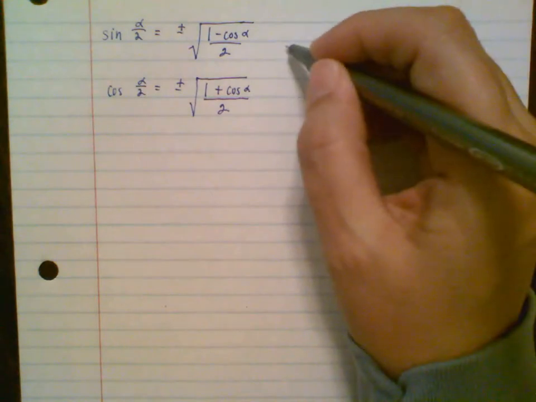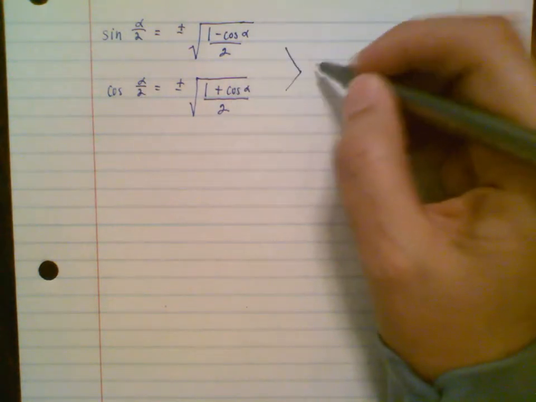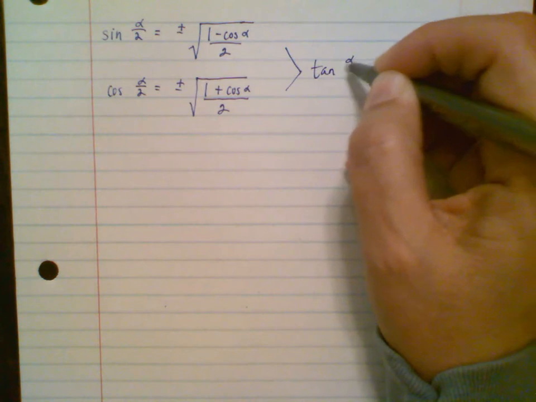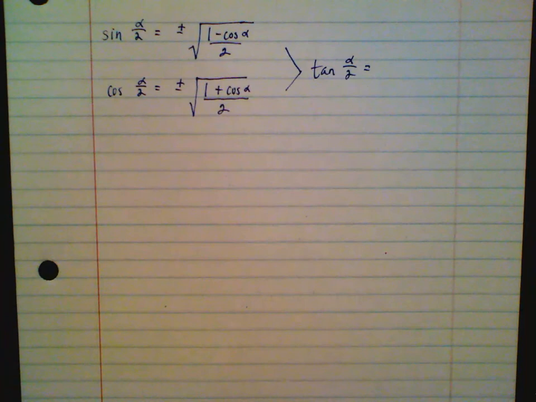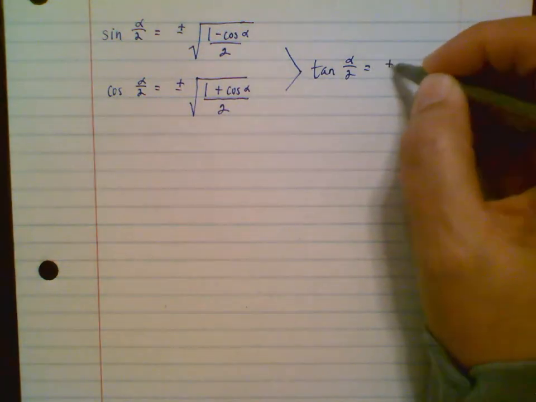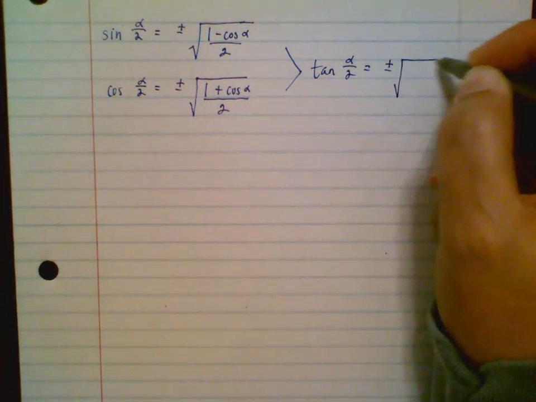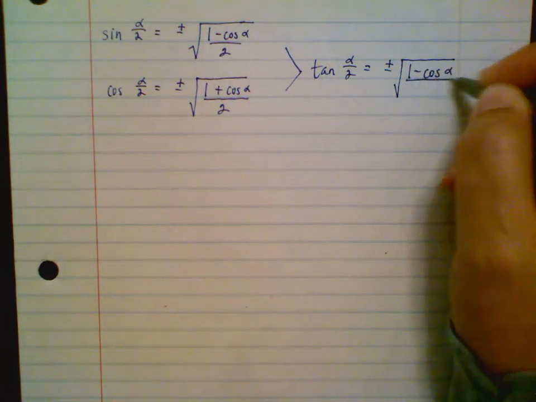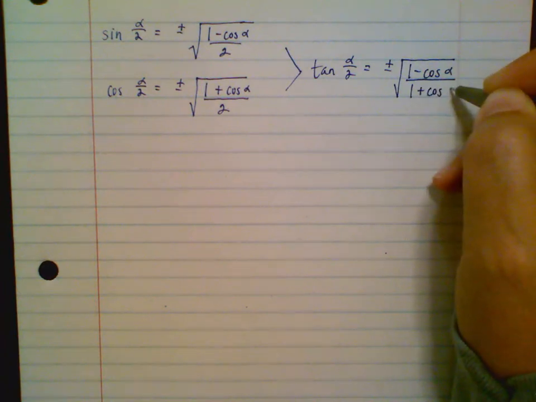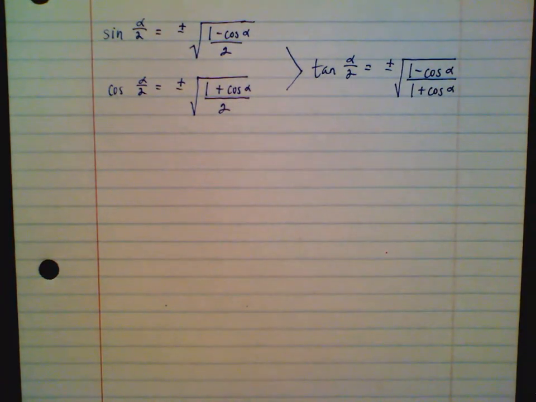And then the tangent is sort of the quotient of these two, right? Because the tangent is the sine divided by the cosine. All right. So this is the positive or negative square root of 1 minus cosine of alpha divided by 1 plus cosine of alpha. So for half angle identities, please make sure you know that we're using the cosine for all of these.